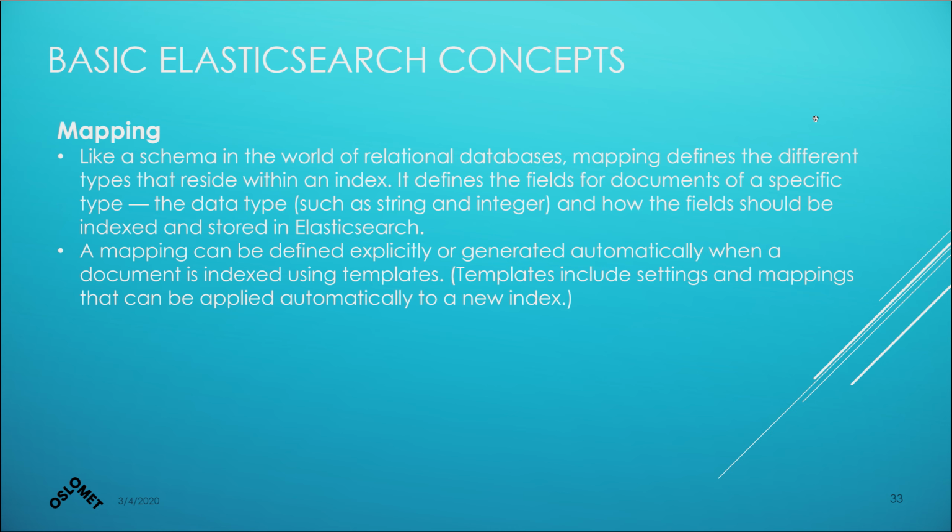Then mapping. As it indicates, it's literally like a schema or template you have in the world of relational databases. The mapping defines different types that are put in an index. So you can map a couple of different types to create a template. For example, let's say you have types that define a specific product in your orders.